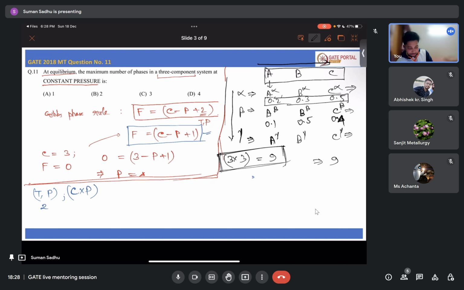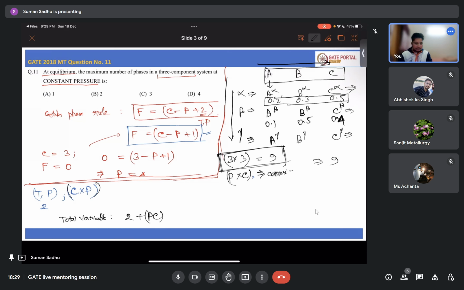So similarly, if you have P number of phases and C number of components, then it will be P into C, right? This is the composition variable. So now you have the total variables. How many? 2 for temperature and pressure, and then P into C.